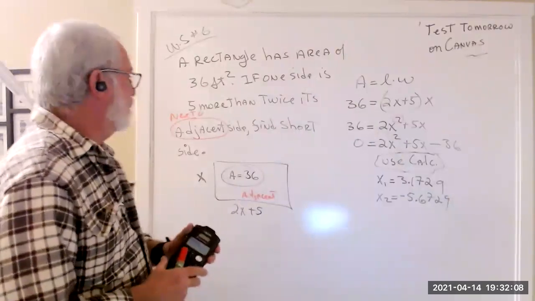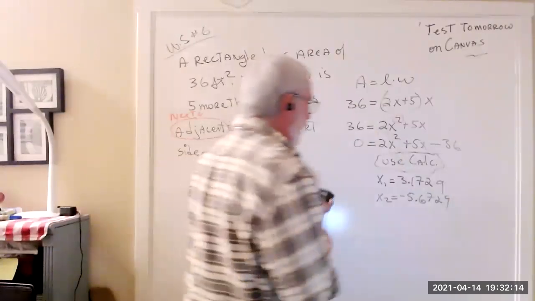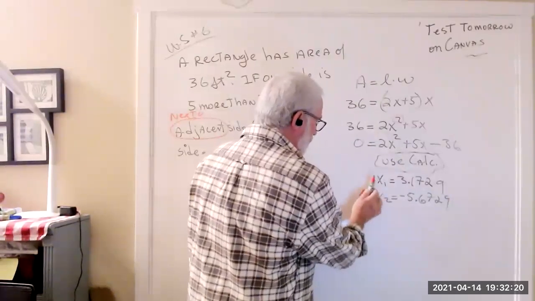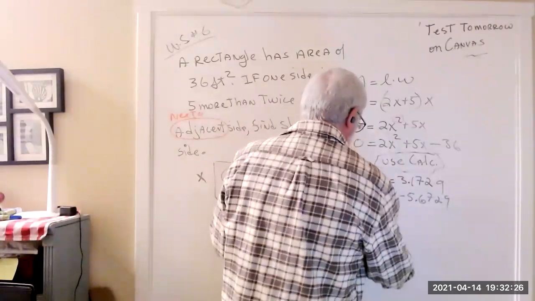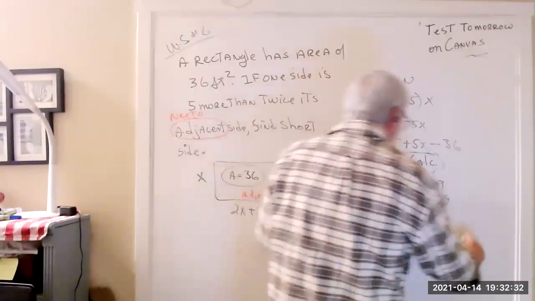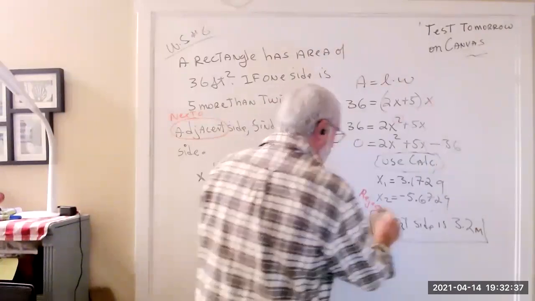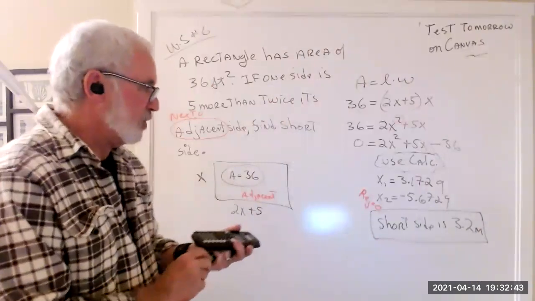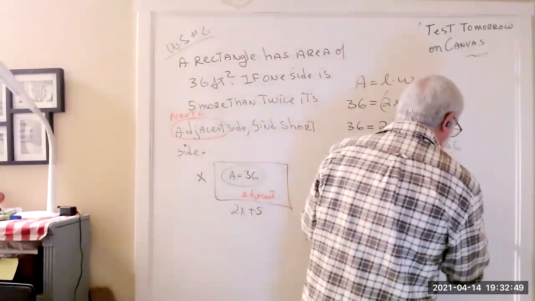But in this problem, X is the side of a rectangle. You can't have negative lengths. So this is a reject. This one. So you'd say something like short side is, I didn't tell you what to round. I will tell you specifically when we get to the chapter 9 tests what to round to, but 3.2 feet. My unit is feet in this problem, feet.